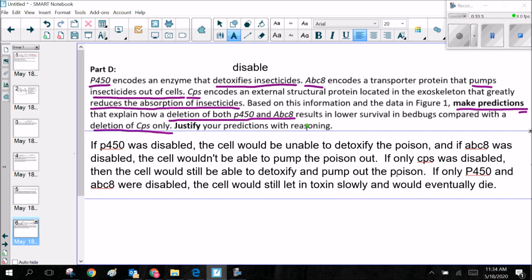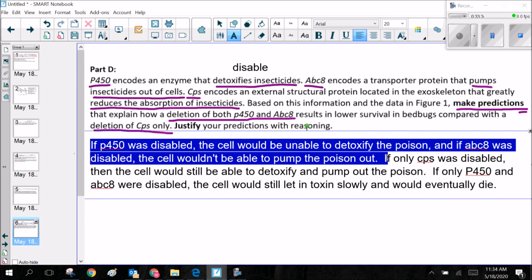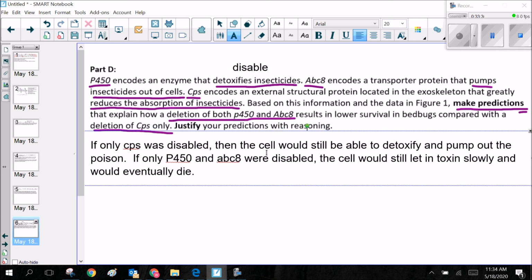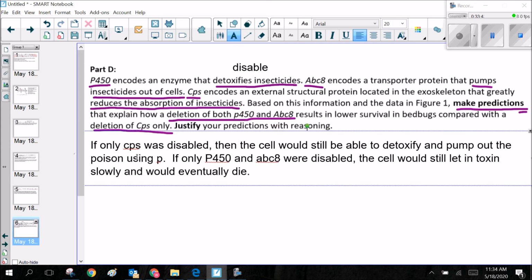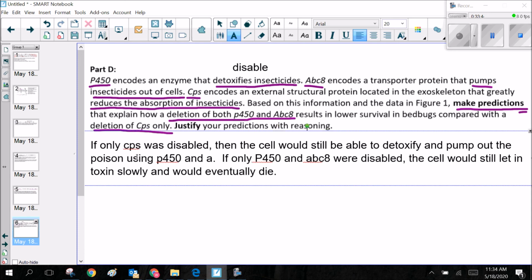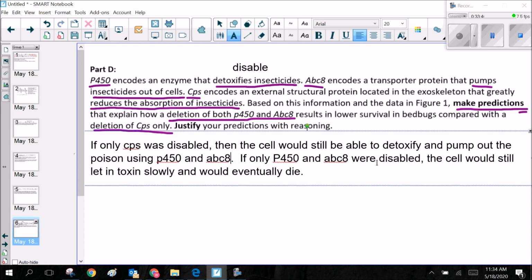Okay, so essentially we could probably get rid of this first sentence here because that's what they've already given us. So if only CPS was disabled, the cell would still be able to detoxify and pump out the poison using P450 and ABC8. If only P450 and ABC8 were disabled, the cell would still let in toxin slowly and would eventually die. Okay, so we've gone ahead and given our prediction just based off the descriptions they've given us here. I didn't even go back to the graph or any of that stuff to look at it. It's all given to me right here.